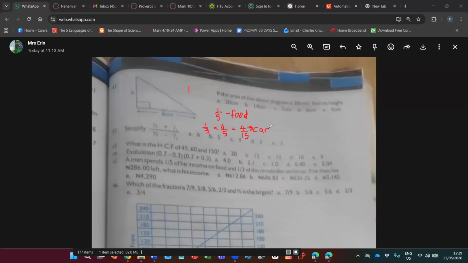Let me see who is following. Who can tell me what fraction 286 naira is? Because 286 naira is not what is left, it is what is left after he has spent all these other things. So we have calculated the fraction for food and the fraction for his car. Now we have 286 naira, which is not a fraction, but we want to know what fraction 286 naira represents in this whole scenario. So who can tell me how I'm going to get it?